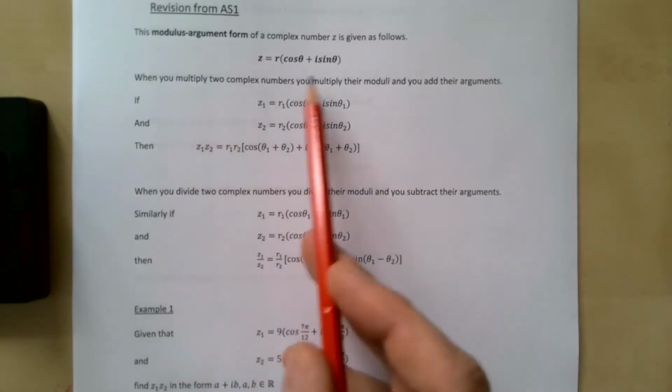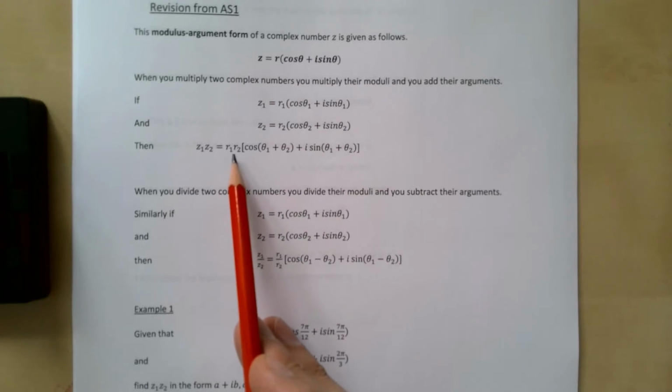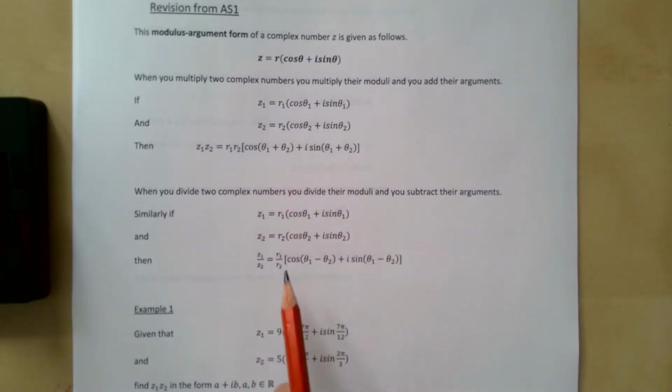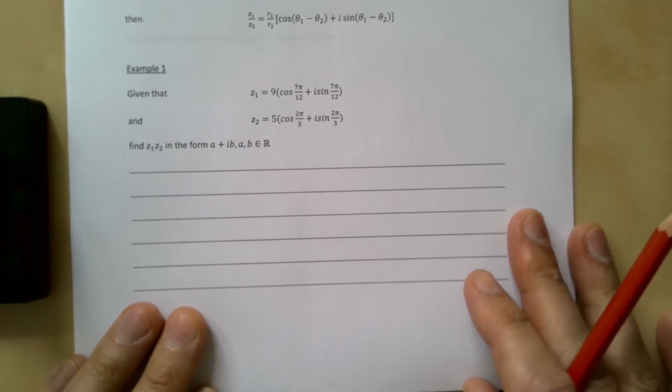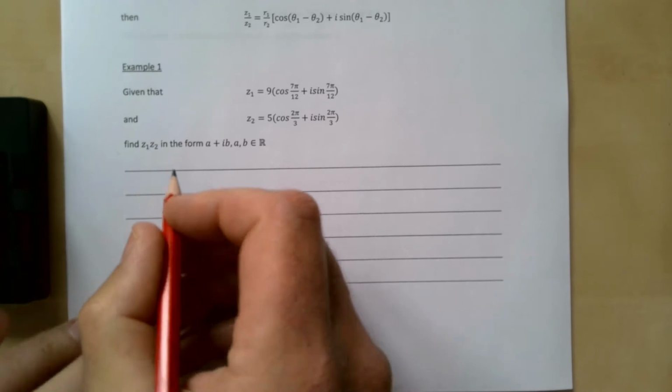Whenever you multiply two complex numbers in this form, you multiply their moduli and you add their arguments. Similarly, if you're dividing two complex numbers that are in this form, you divide their moduli and you subtract their arguments. We then went through this example here. This is actually from last year's notes as well, so let's take a quick run through it and see how we get on. It's asked for z1 z2.